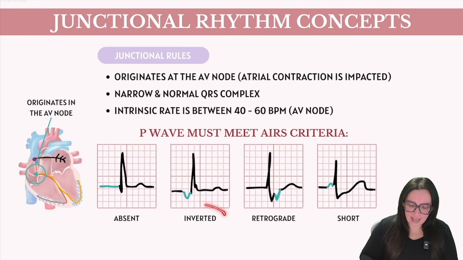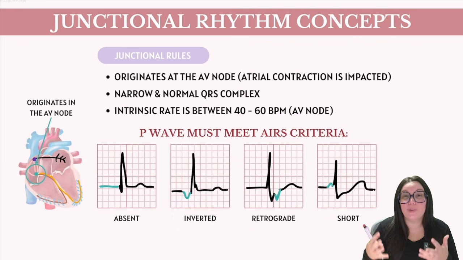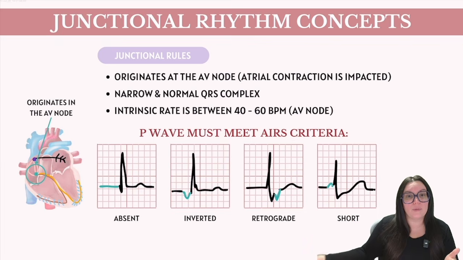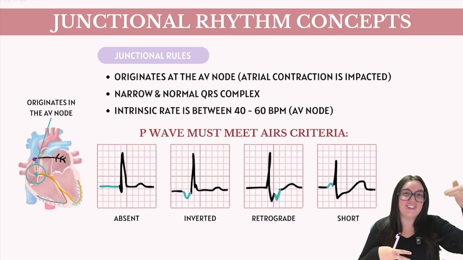And then next up we have inverted P waves. So in some cases, an electrical impulse can get through, and it's going to travel back up into our atria. We call this retrograde conduction. This backwards movement causes that P wave to appear inverted on our ECG because the electrical vectors are moving from the bottom of the atria upwards rather than the top of our atria down.